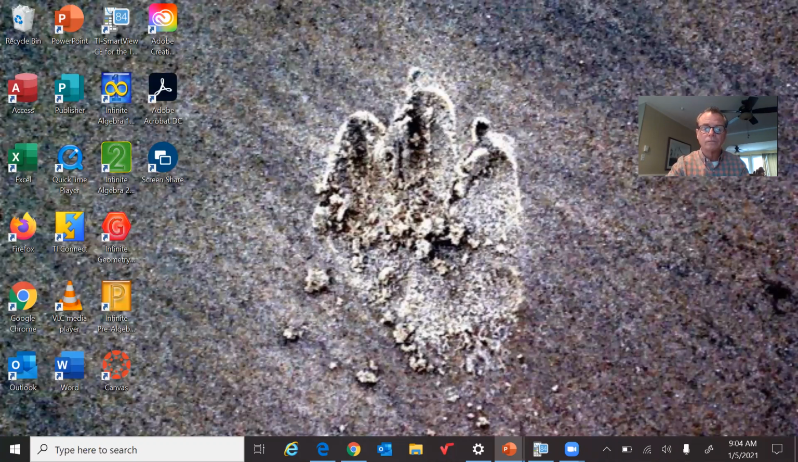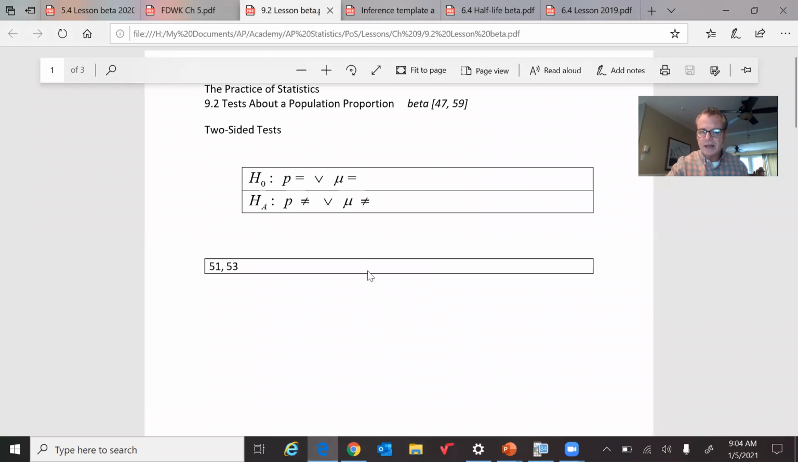So, the only thing on the PDF is this. If it's a two-sided test, the null is p equals something, or in chapter 9, mu equals something, and the alternate is not equal to. If it's a two-sided test, use the not-equal symbol in the alternate hypothesis. If it's a one-sided test, you use an inequality symbol, greater than or less than, in the alternate hypothesis. And the way you determine whether it's a one-sided or two-sided test is by the wording of the question.